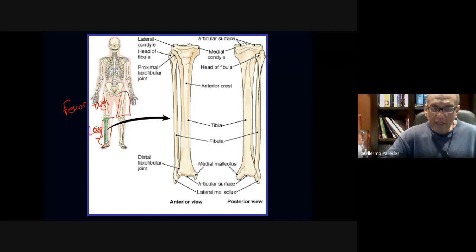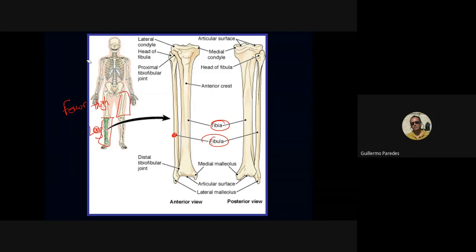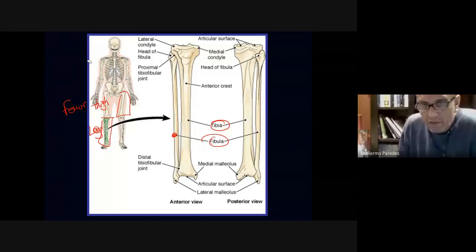All right, so let's talk about the leg. The leg has two bones. Here we have the tibia. Where is the tibia? And the fibula. Okay? All right, so now, what does it mean? I want to ask you, first of all, which bone is more medial, the tibia or the fibula?